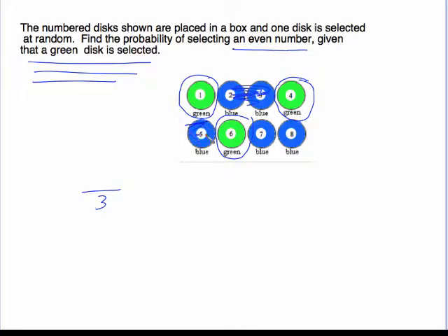This is totally out of the picture. Just look at the greens. Now, what's the chances that you'll get an even. Well, in those greens, how many evens are there? There's 2. There you go, 2/3.